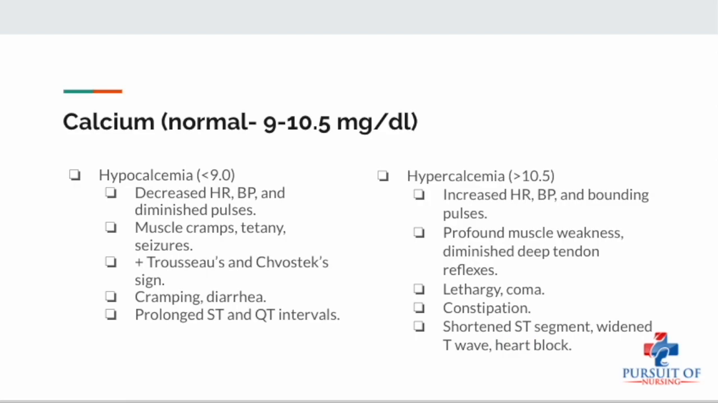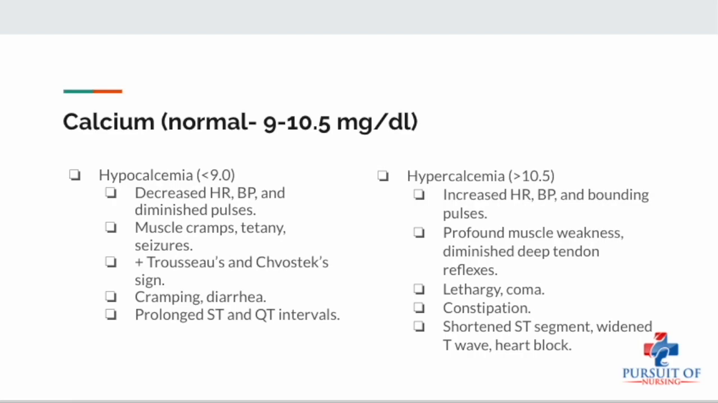All right, so our normal calcium level is 9 to 10.5, making hypocalcemia anything less than 9, and hypercalcemia anything greater than 10.5. So for hypocalcemia, low calcium, you're going to have a decreased heart rate, decreased blood pressure, diminished pulses. You're going to have muscle cramps, tetany, seizures. Just think of cramping, tightening up of the muscles.